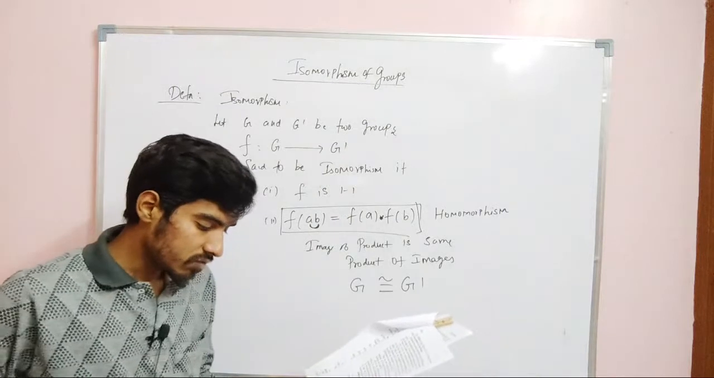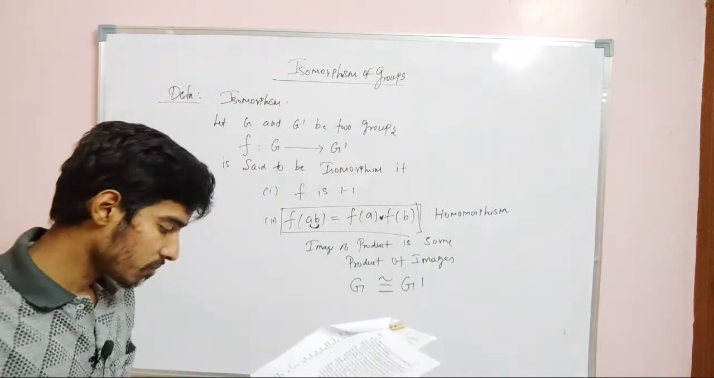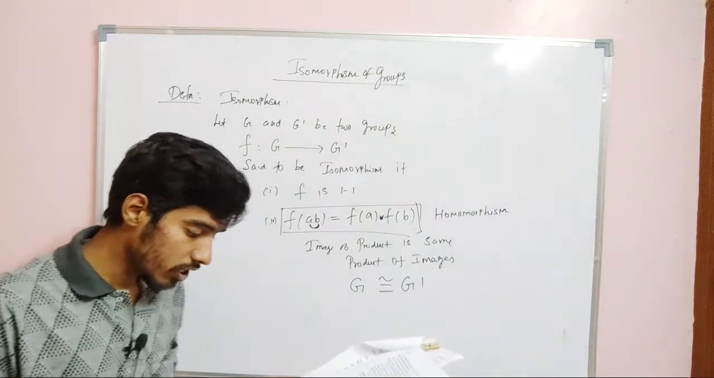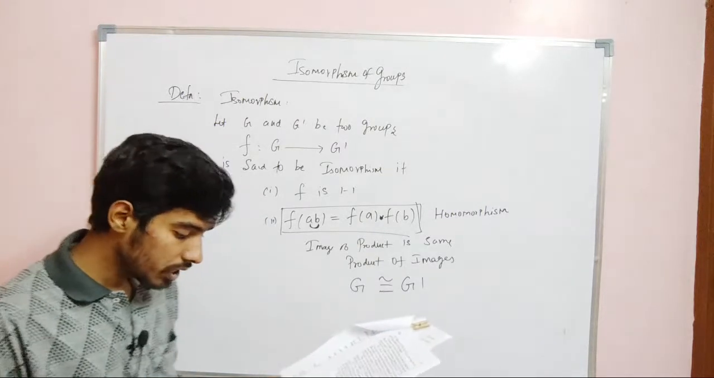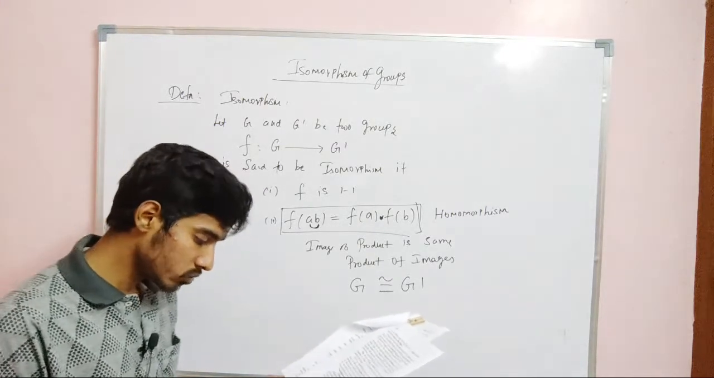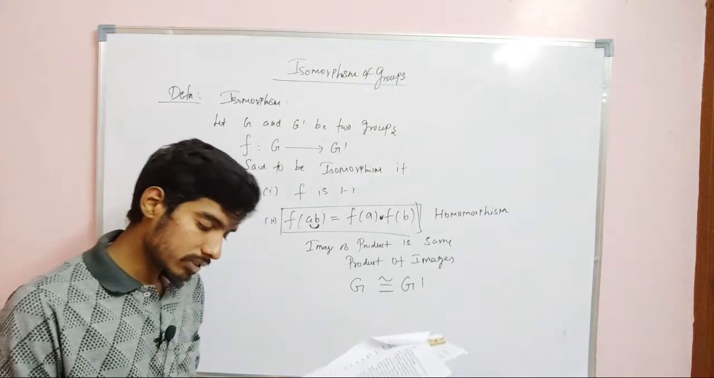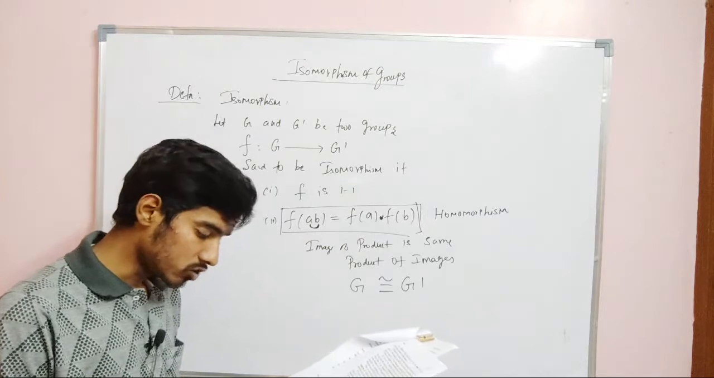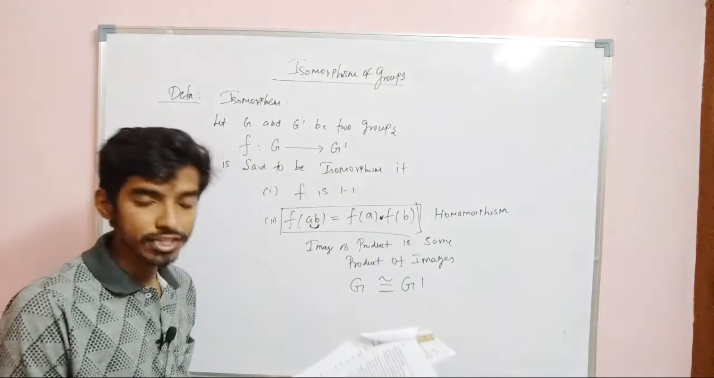Note 2: if G is isomorphic to G dash, then there may exist more than one isomorphism of G onto G dash. There may be many 1 to 1 onto functions from G to G dash, but if there exists at least one function F which is 1 to 1, onto, and also preserves composition, then G will be isomorphic to G dash.